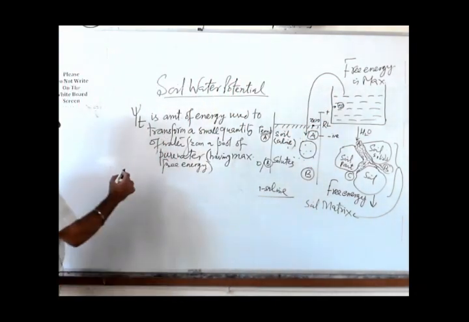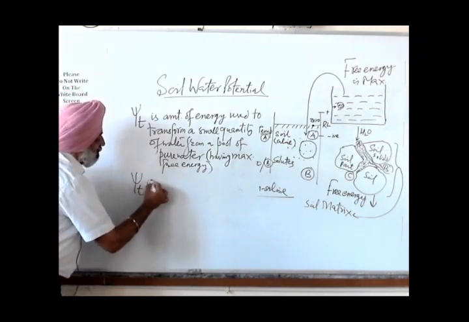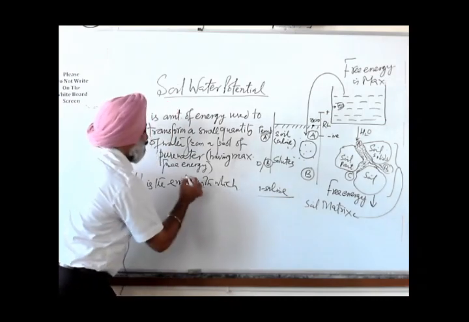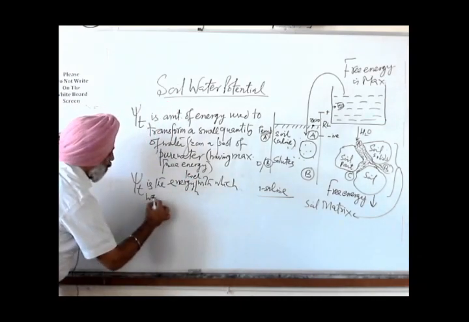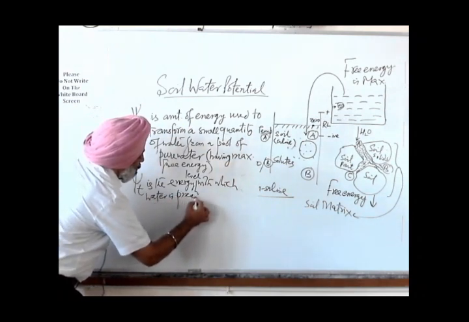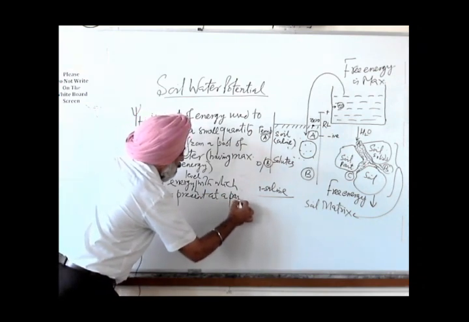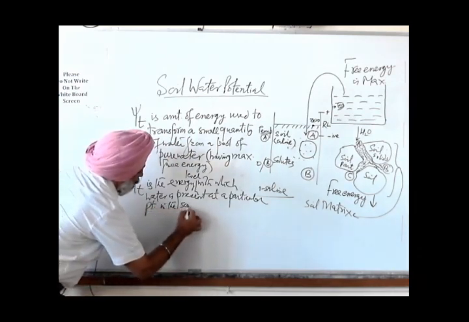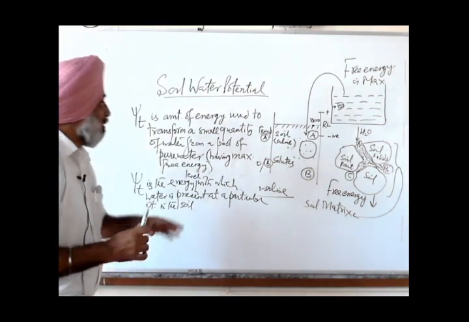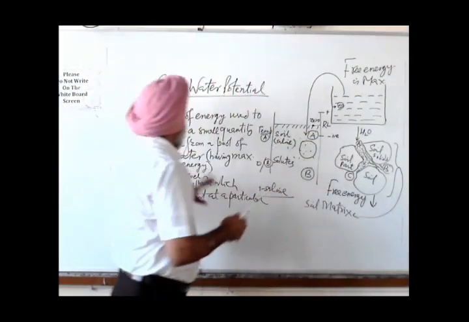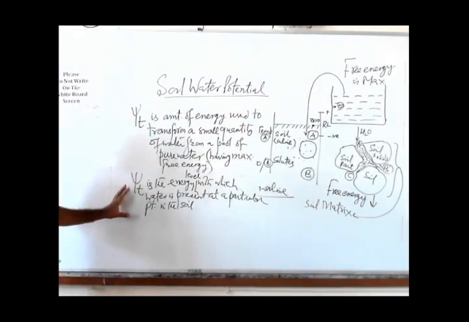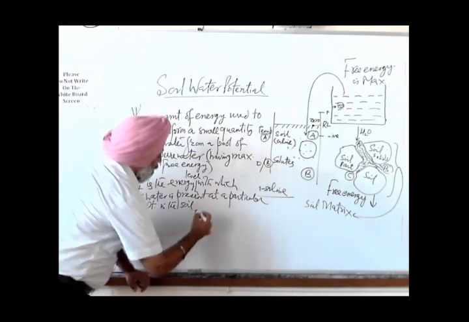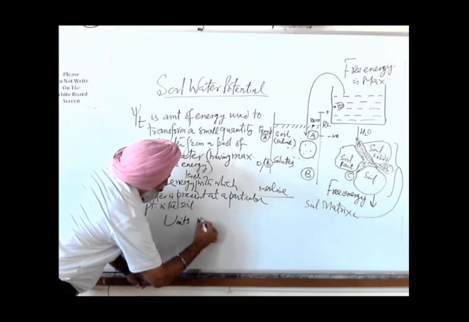In other words, in a soil, total soil water potential is the energy level with which water is present at a particular point in the soil. This is a very simple definition, no need to cram the definition from the books. I explained this through the schematic diagram. Because it is the energy level, the units are defined in centimeters.